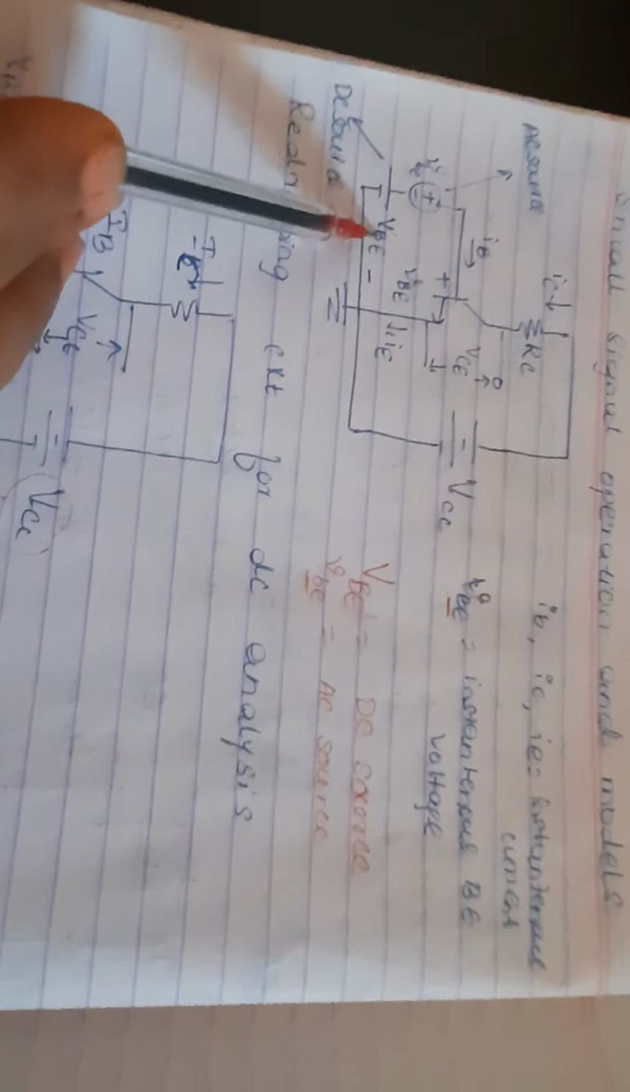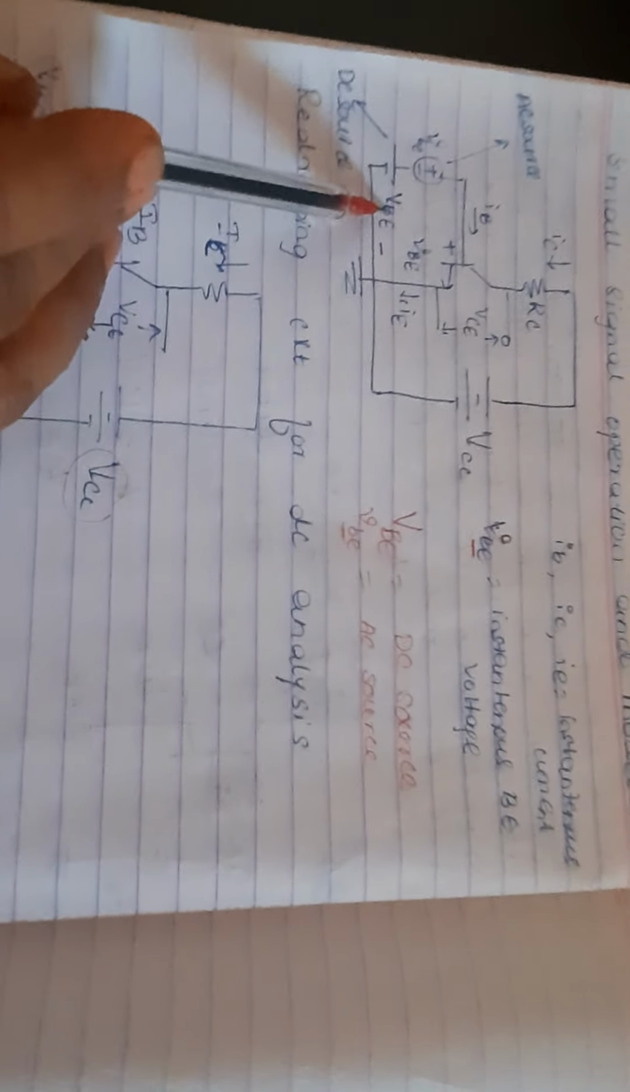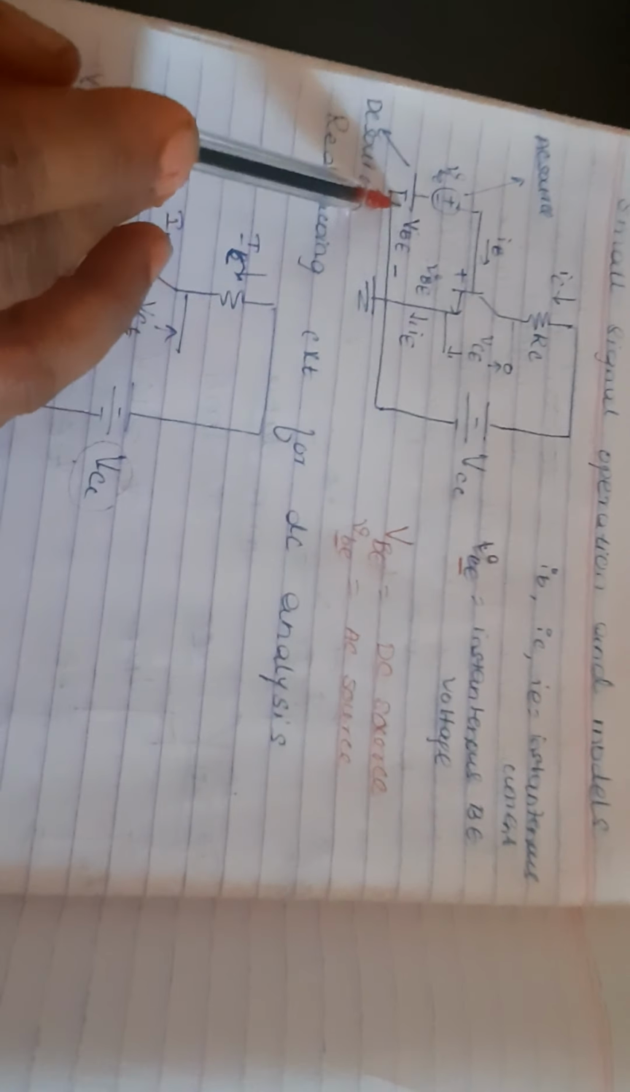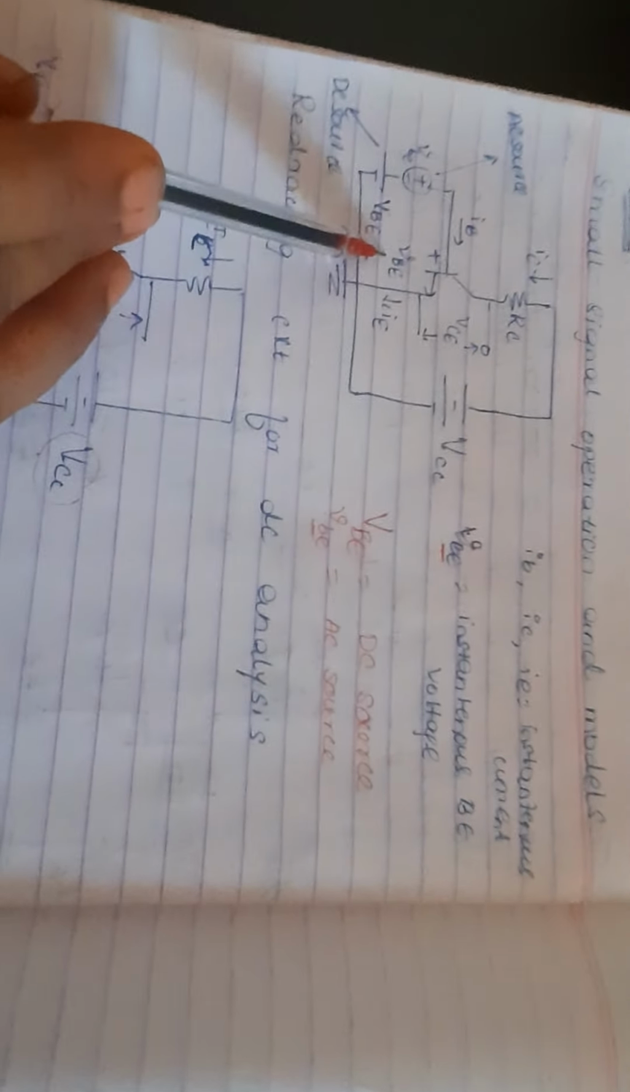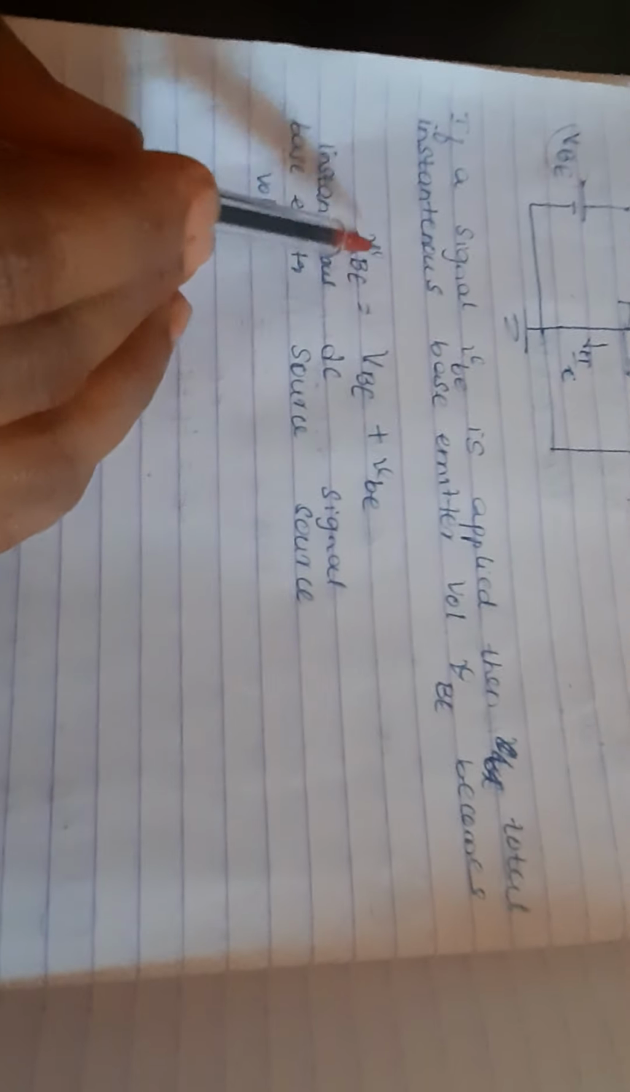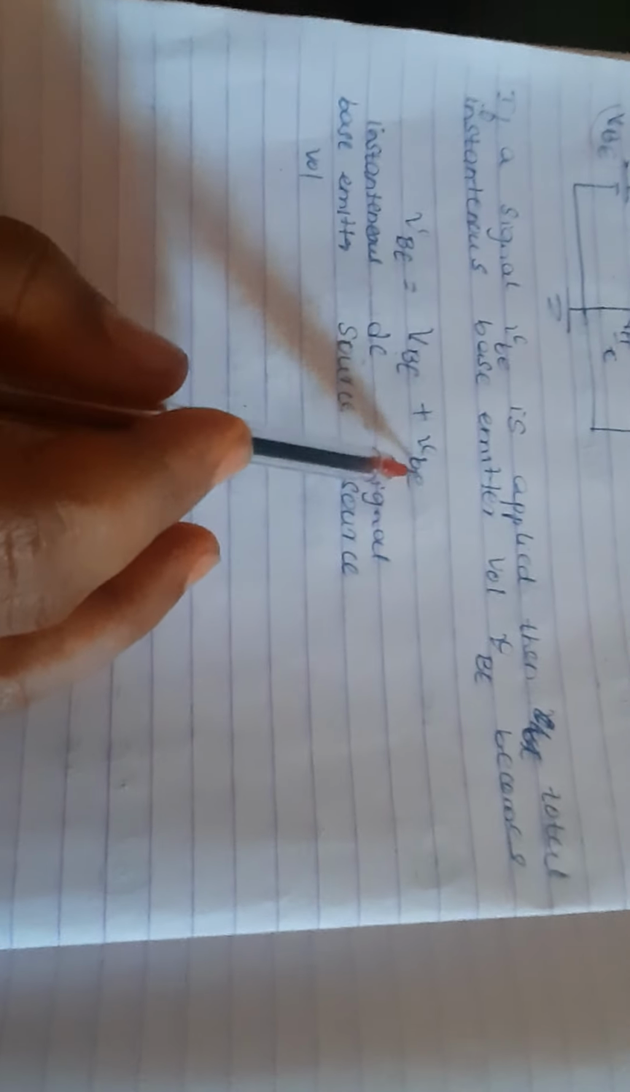Now whenever instantaneous comes with respect to current or voltage, we'll have one AC and one DC part. So when I want to write the instantaneous base emitter voltage, I will write v with the circle, capital BE. This is the notation for instantaneous base emitter voltage. It consists of V_BE plus the signal source, small v with the circle, BE.